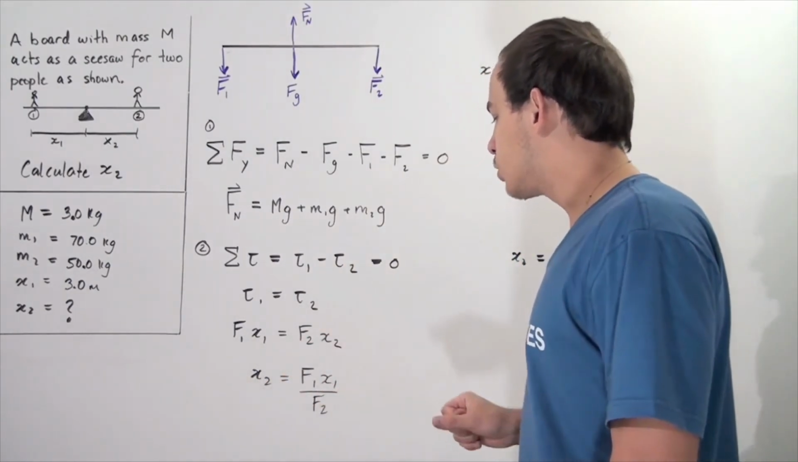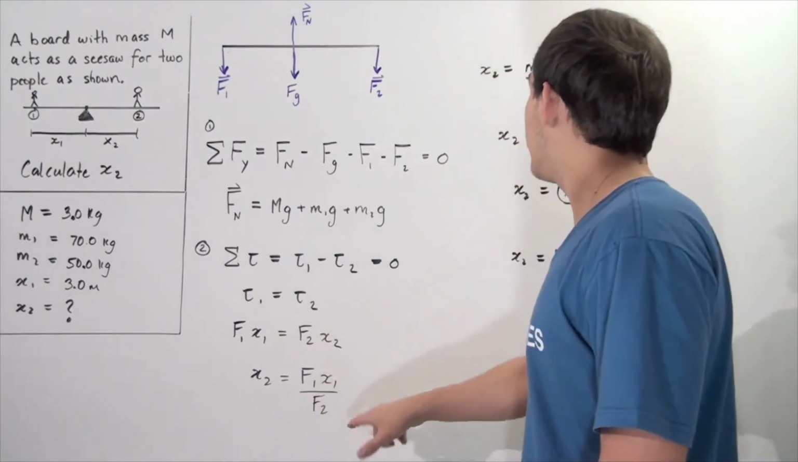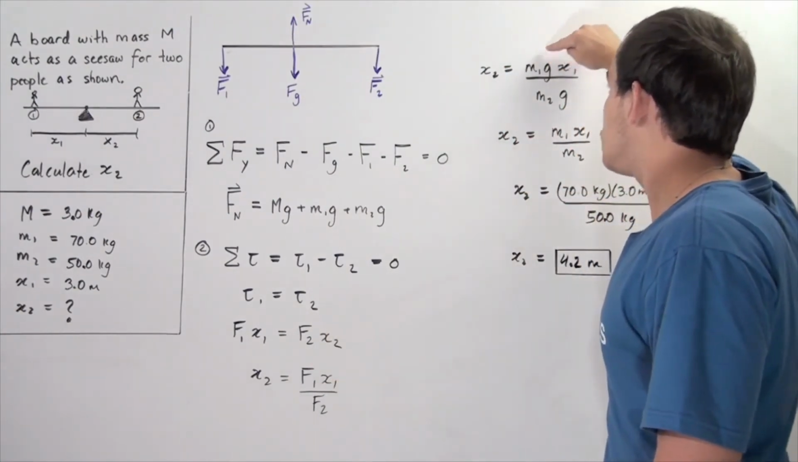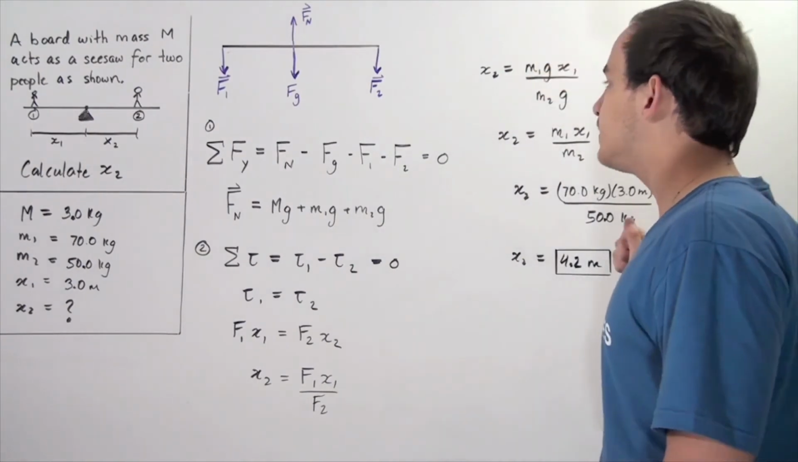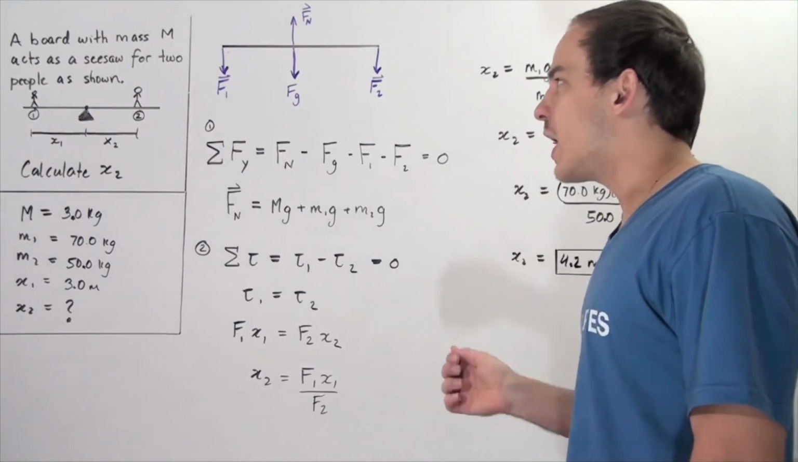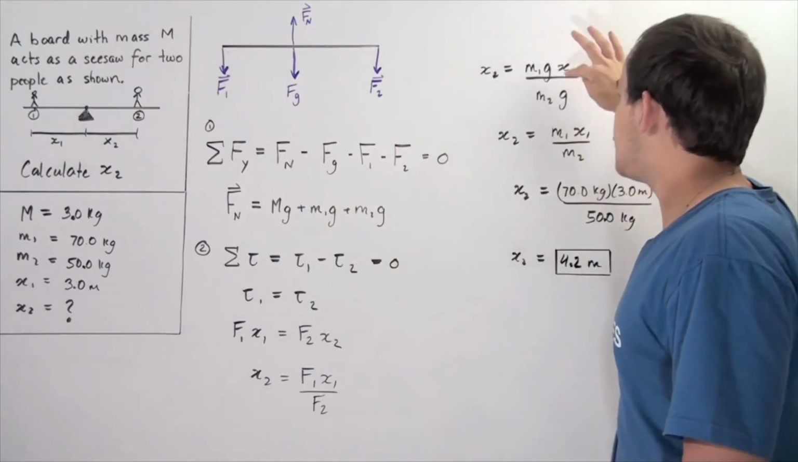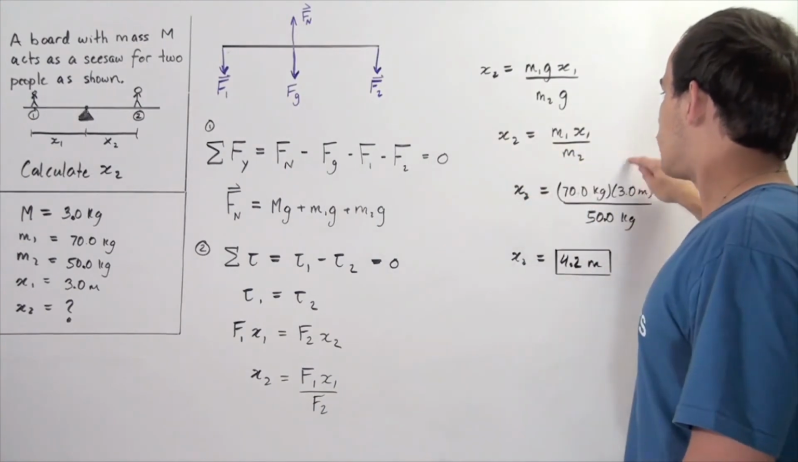Since we want to know what x2 is, we solve for x2 and get the following equation: x2 equals F1 multiplied by x1 divided by F2. Now notice F1 is simply M1 multiplied by g, and F2 is simply M2 multiplied by g. It's the force of gravity acting on our two people. Notice g is a constant, so we can cross them out, and we get the following result.